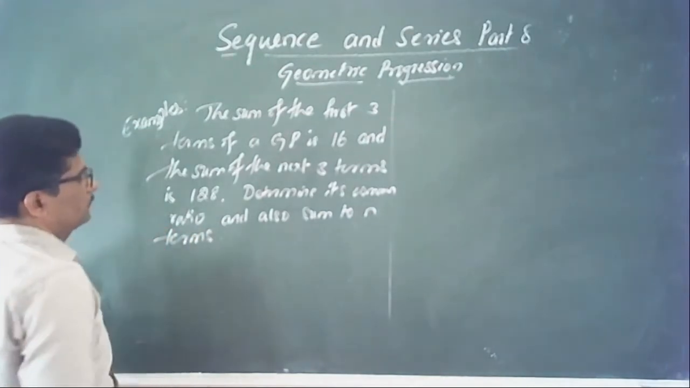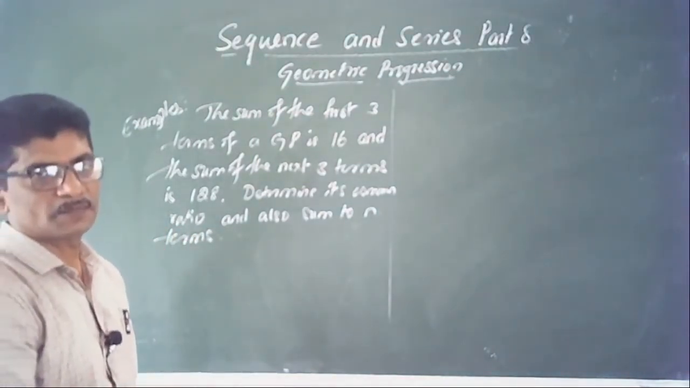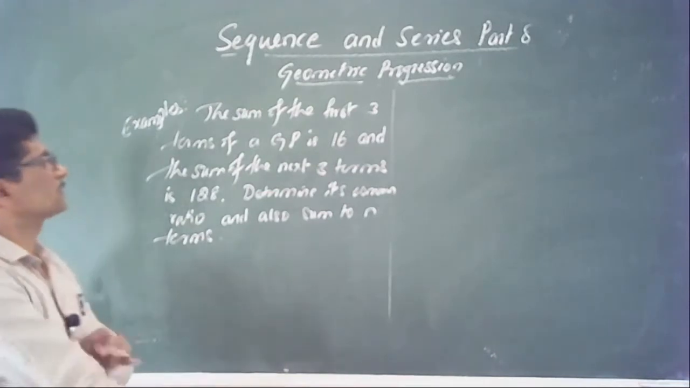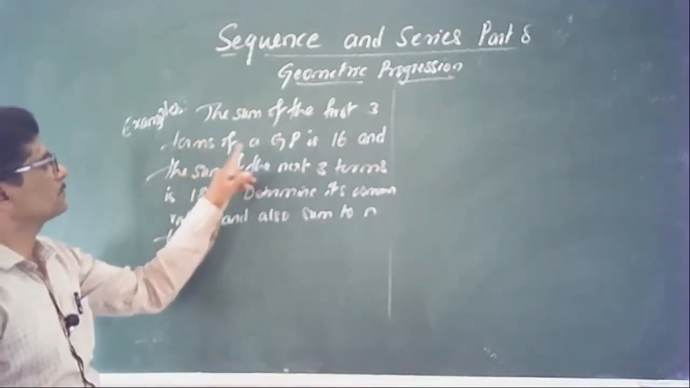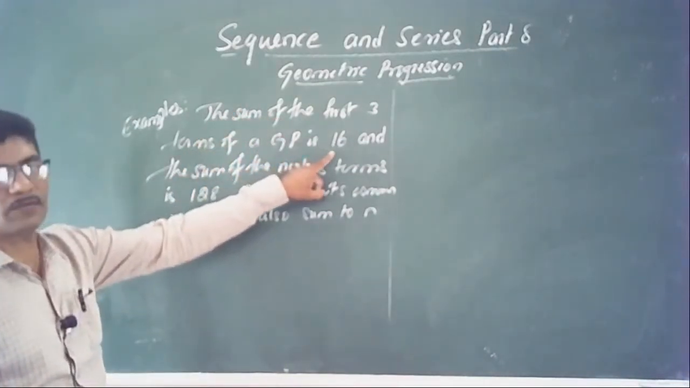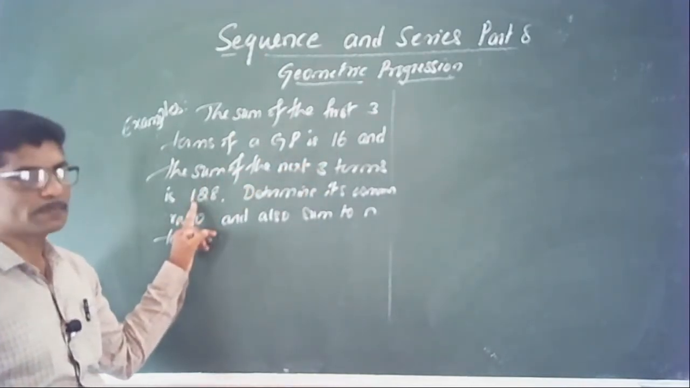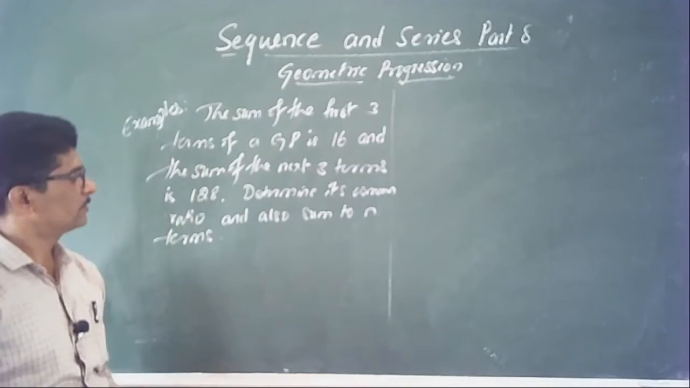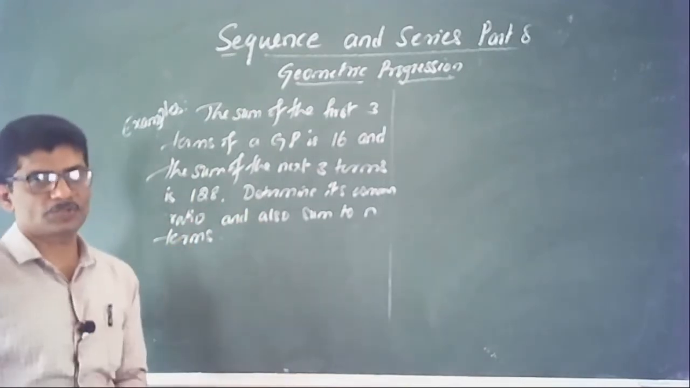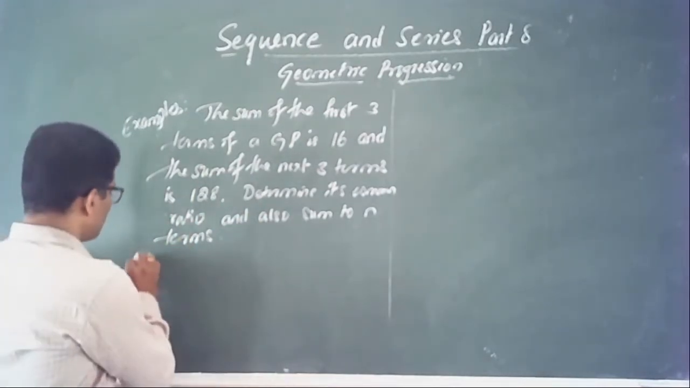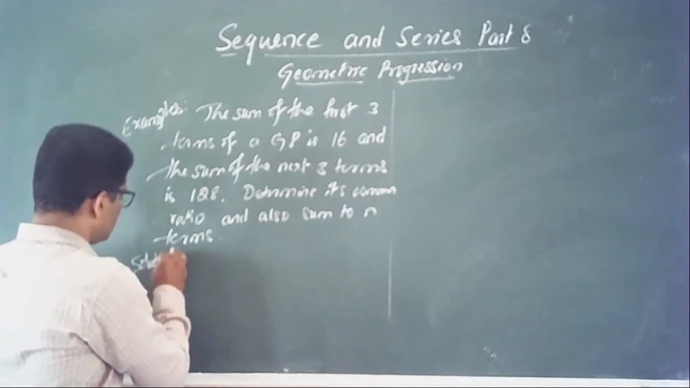This one is actually a 3-mark question, asked sometimes. The sum of the first three terms of a GP is 16 and the sum of the next three terms of the GP is given as 128. Then find the common ratio and also find the sum to n terms of the GP.